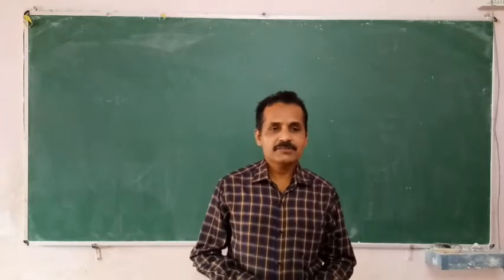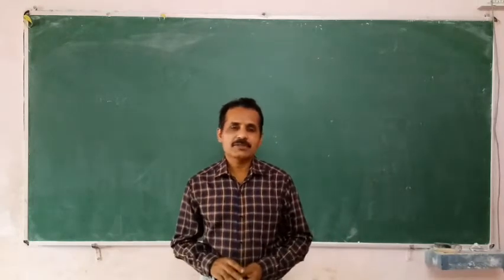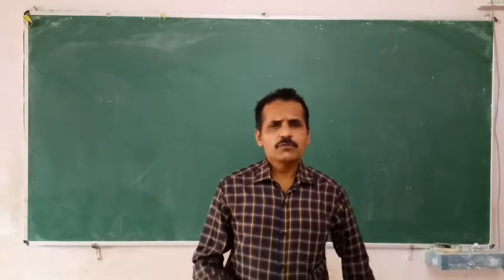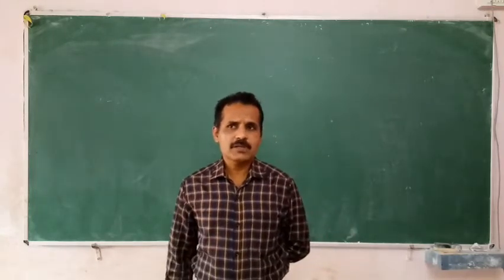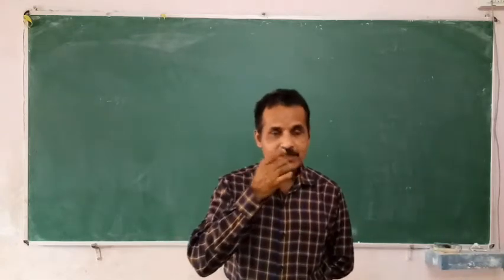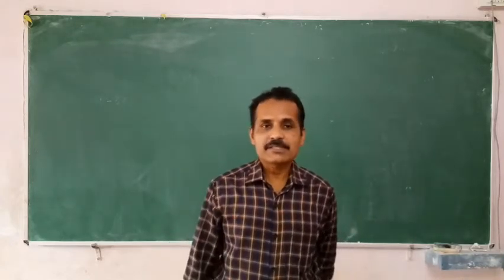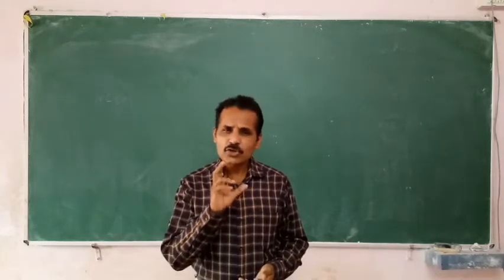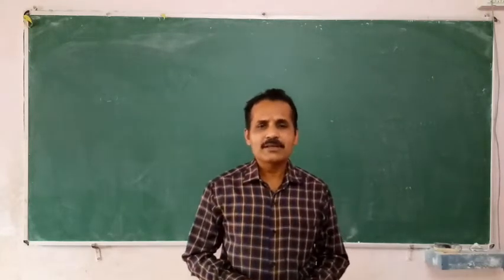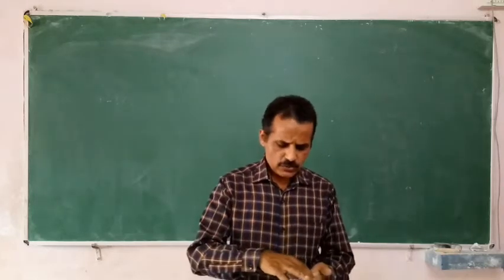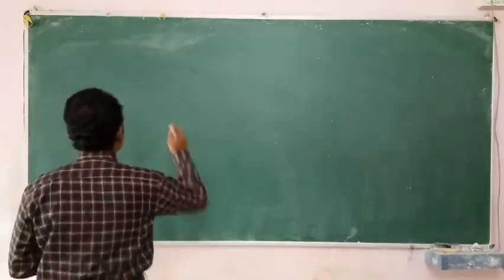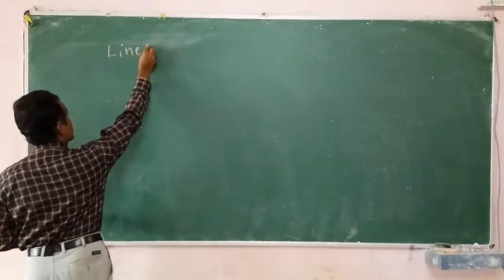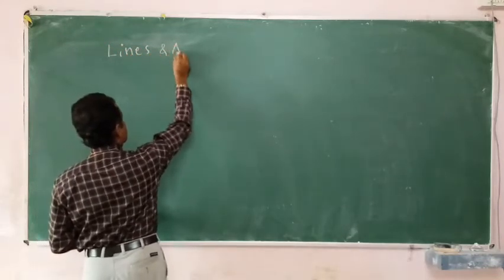I am going to start the first chapter in the geometry of your class 9 syllabus. So far we have completed 4 chapters. My last chapter, what I have taught you, is the linear equations in 2 variables. And today we learn the geometry, the basic concepts of geometry, and lot many problems. So we will start the chapter lines and angles.